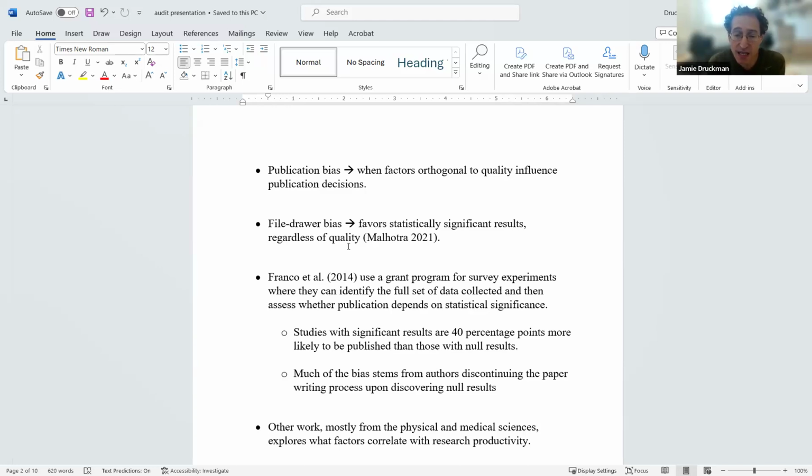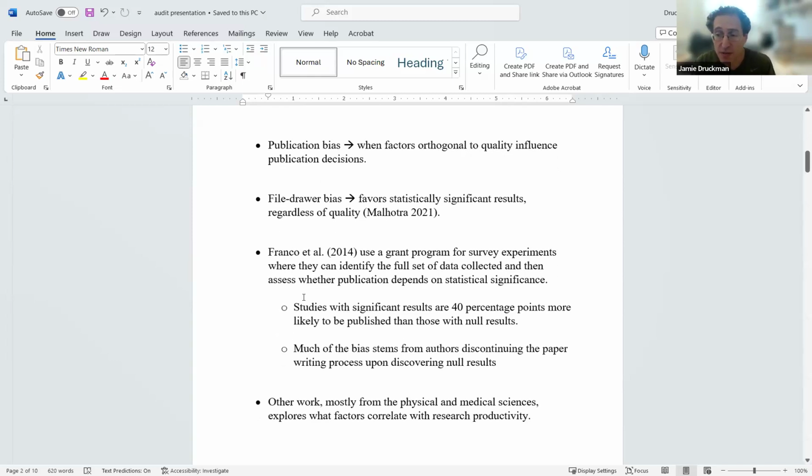And they also found that a lot of that bias stems from authors discontinuing the paper writing process when they found no results. Once people wrote it up, there was only a 5 percentage point bias. So put another way, you can almost think of this as a self-fulfilling prophecy, right? You get a no result, you don't write it up. Perhaps, we don't know what the journal process would have necessarily bred, but a lot of this was at the author stage rather than the journal decision stage.